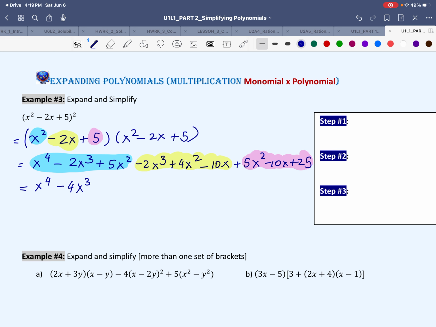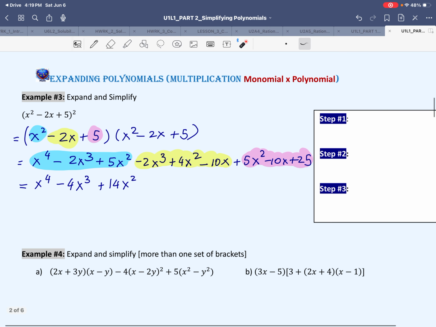And again, as you become more experienced at this, you don't want to take grouping the like terms as a single step. And then we have 5x squared and a 4x squared, another 5x squared. So it seems that we have 5 plus 4, 9 plus 5, 14x to the power of 2.